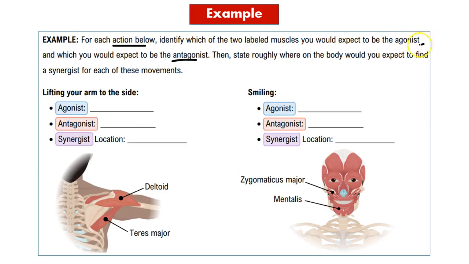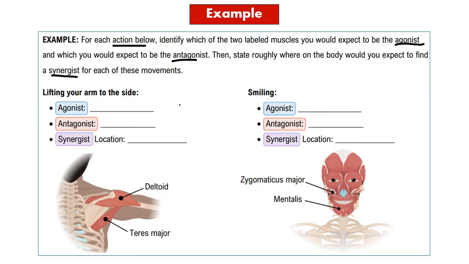That's one other way of just explaining it to yourself in your head. Then, state roughly where on the body would you expect to find a synergist for each of these movements. So before we even get into this, remember, we said that our agonist is going to be the primary mover. And it also is going to be the thing that helps us be able to do the movement itself, right? That's what our primary mover is, our agonist.